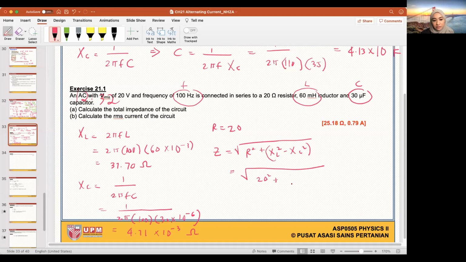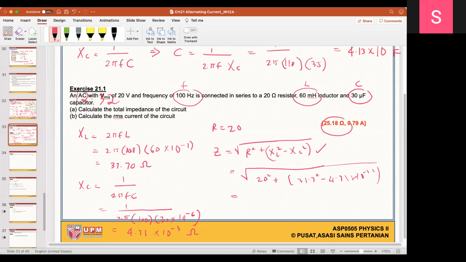your values. XL is 31.7 squared minus 4.7 times 10 to the minus 3 squared. Okay, asalkan jalan kira betul-betul lah tu. Saya rasa orang lain boleh kirakan guna kalkulator juga. So the final answer should be this. Tak tahulah betul ke tak. So Sophia dah faham dah ke how to use this? Yes. So if you have all three together, you need to use the complete equation. Tak boleh R squared plus XC squared sahaja. You have all the three things together.